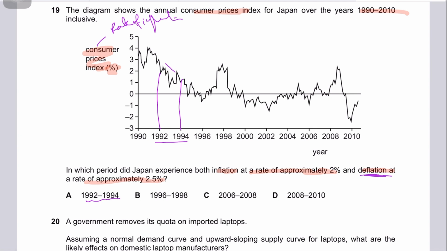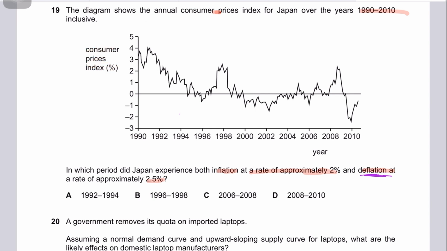When does deflation arise? Deflation is arising in this area. This is the area of deflation, right? Remember that whenever inflation becomes negative, that's when there is deflation, okay? Anyway, A will not be the answer.